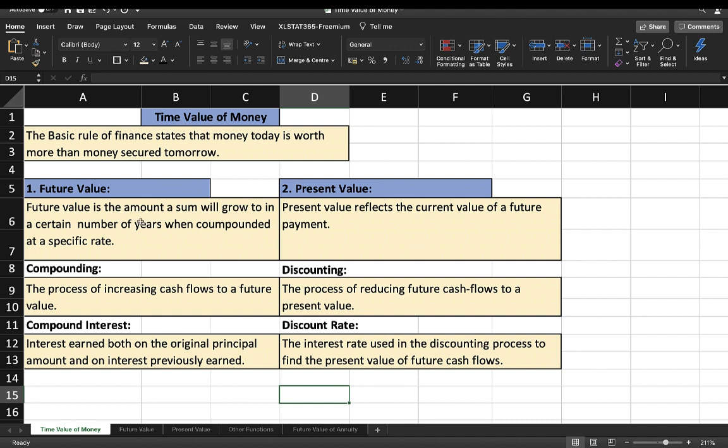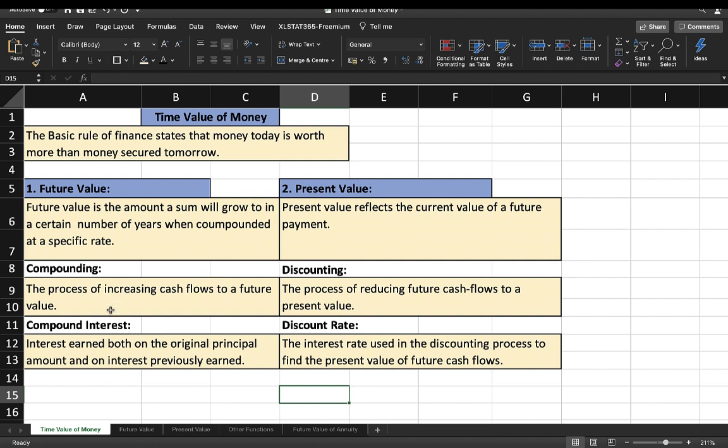So future value is calculated with the help of a technique called compounding, and present value is calculated with the help of a technique called discounting. Compounding is the process of increasing cash flows to a future value, whereas discounting is the process of reducing future cash flows to a present value.